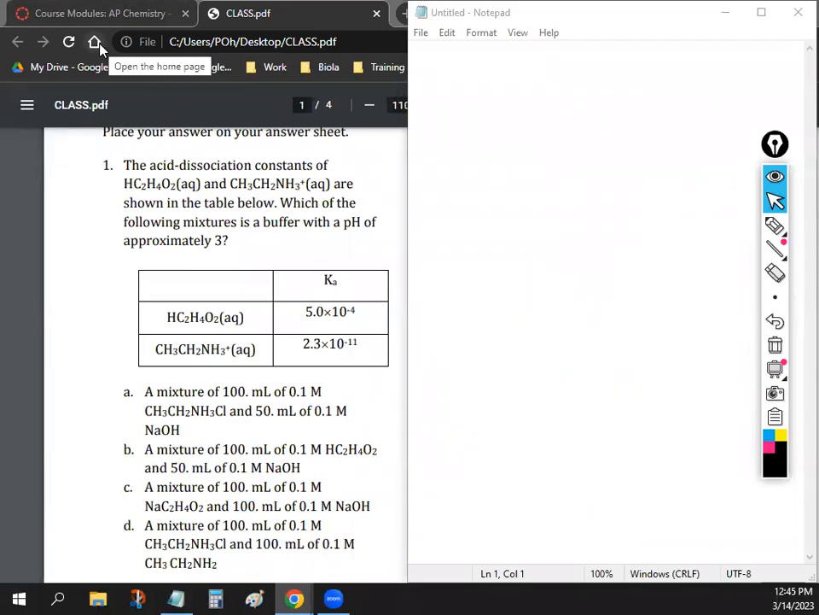Okay, guys. So, first thing for this problem is you want to be able to identify the equation you're going to want to use.